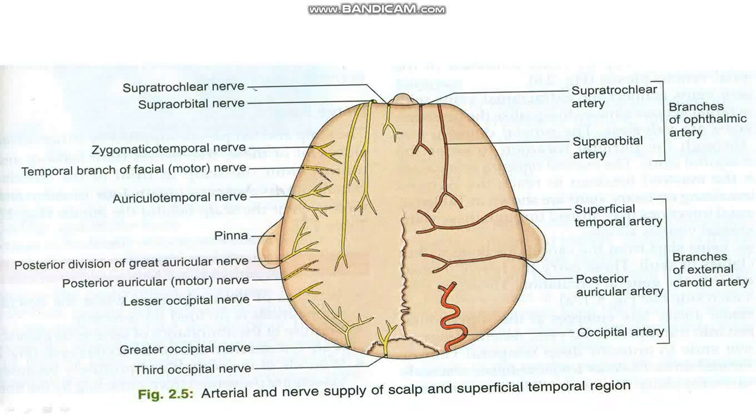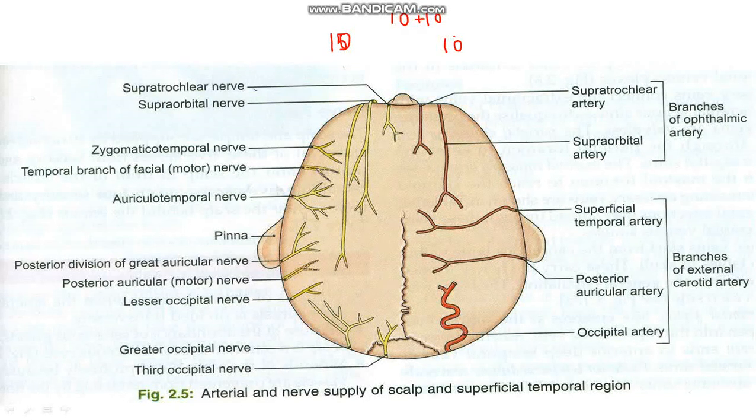Now we talk about the nerve innervation. There are a total of 10 nerves that innervate the scalp on each side, so 10 on each side. When you add 10 plus 10, both sides total 20.